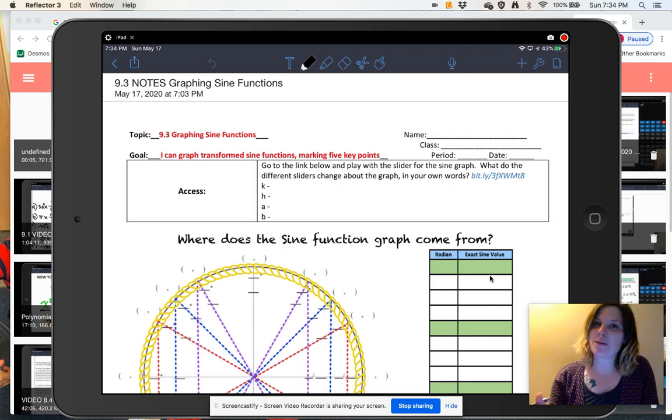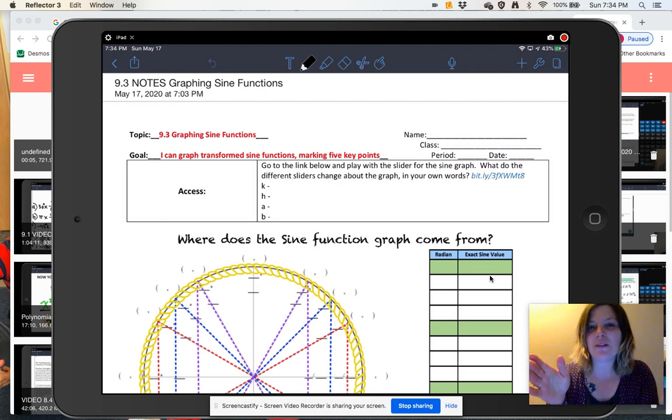So the way that I'm going to teach it is that we are going to graph what are called transformed sine functions, which transformed just means changed. So we're going to look at where does a sine function come from? Like where does the original function come from? Like a parent function, if you remember that from quadratics. We're going to look at the parent function and figure it out. And then we're going to figure out how different numbers change the way the sine function looks.